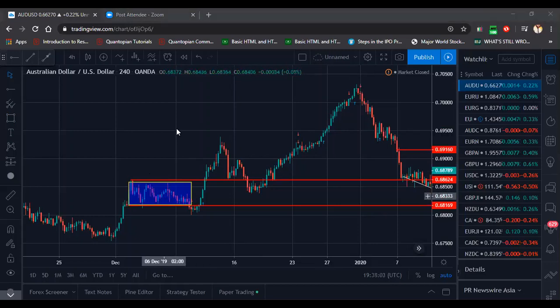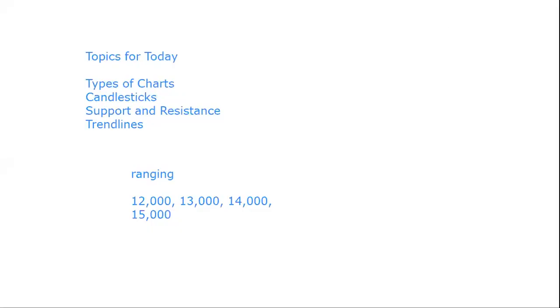So now we are done with trend lines. Going back to the drawing board, what is next on the list? So yeah, support and resistance, right? Support and resistance. So what does support and resistance mean?